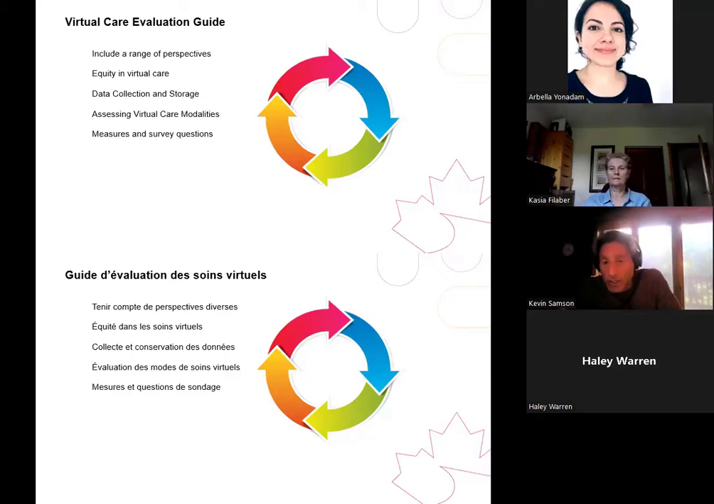There are also some key points about data quality, validity, availability, and collection, as well as references about ethics, privacy, and security. It also provides a good mix of evaluation measures and survey questions. They're mostly focused on patient and caregiver experience, provider experience, appropriateness, and access. Next slide.